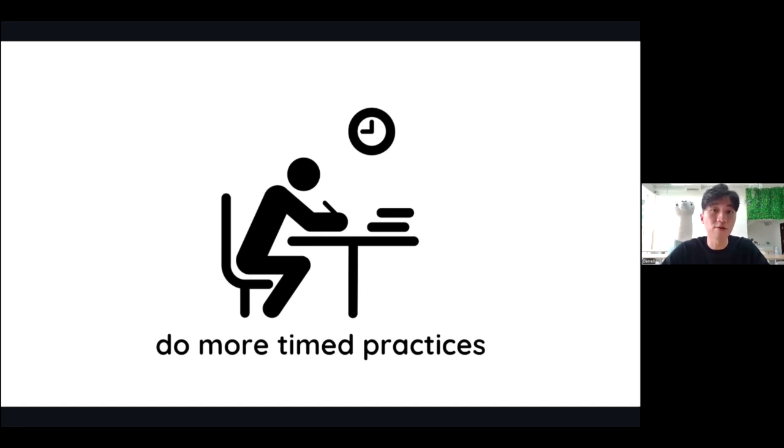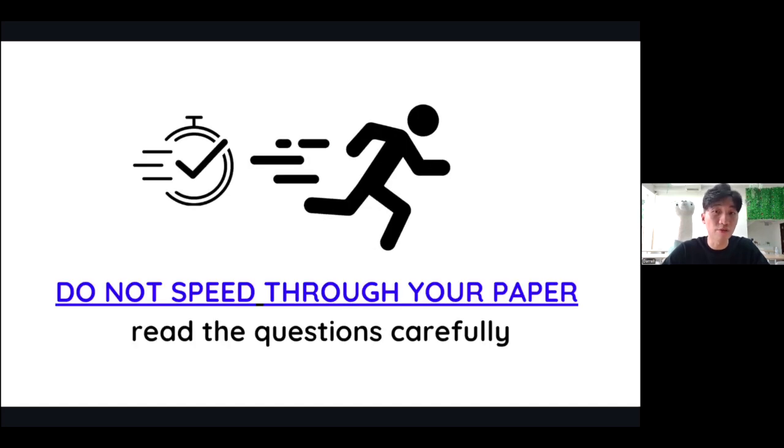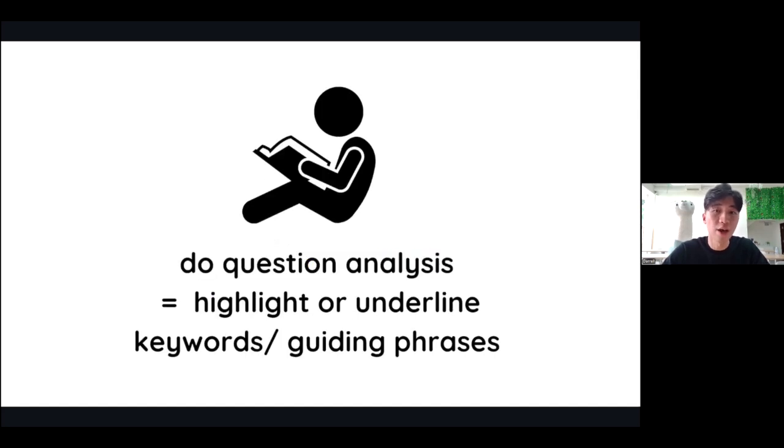Maintaining a suitable pace to complete your paper is important, but one thing that I would like to caution against is speeding through the question and not reading the question carefully. One of the biggest reasons why students drop marks is because they failed to read the question carefully or missed out on very important keywords or clues that are essential. One way to circumvent this is by doing question analysis, where you can highlight or underline keywords or any guiding phrases that will help guide you on how to solve the question itself.